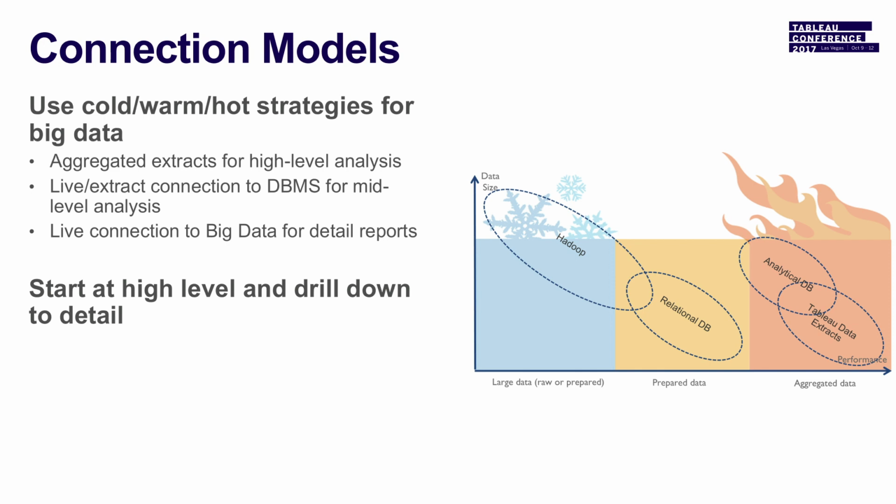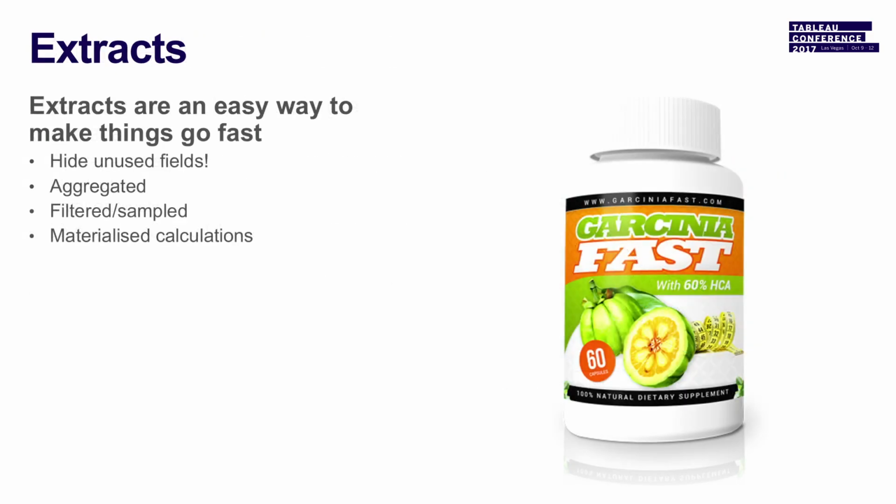If you've got very large data and you need different levels of aggregation, think about using aggregated extracts at a high level, and then a data warehouse, and then sort of a Hadoop data lake right at the very bottom down here. Have multiple connections and actions between them.